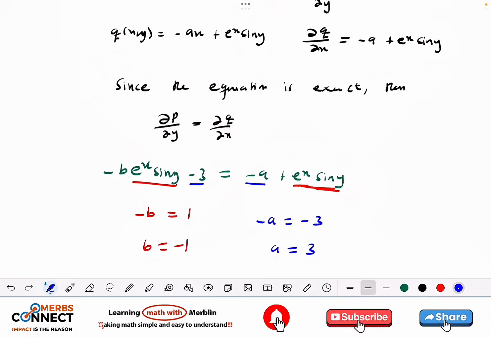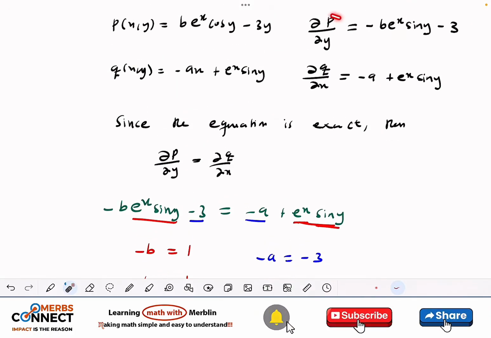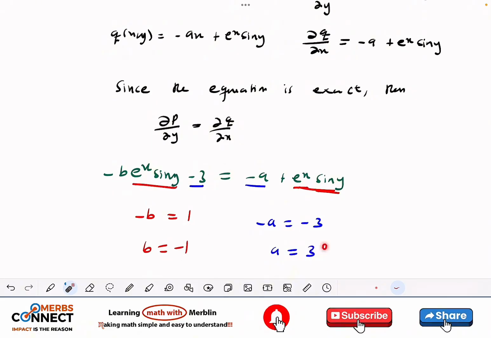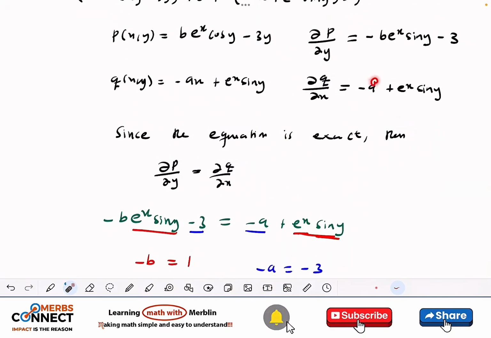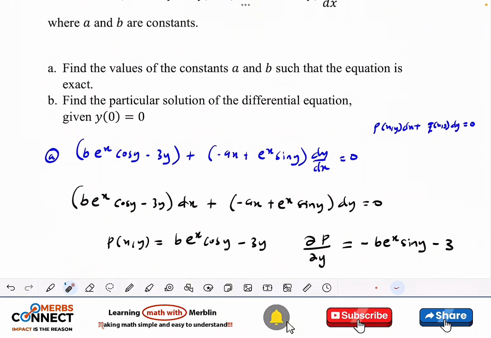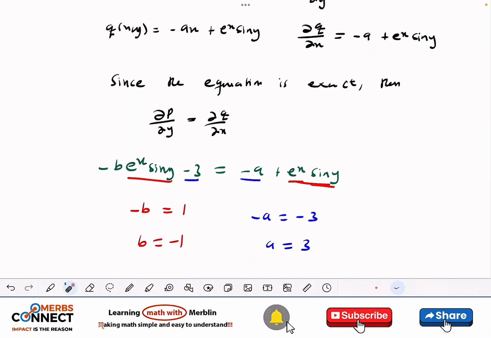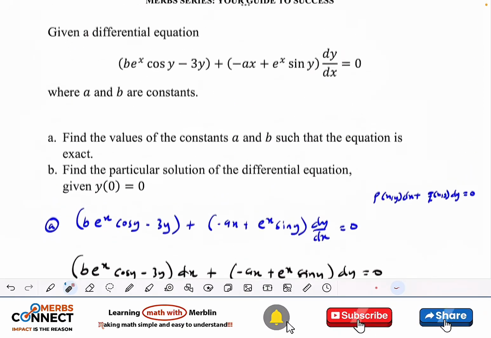Good. So it means that for this to be the same as this, b should be minus 1 and a should be 3. Let's see. If b is minus 1, this becomes positive and is the same as this, right? And a is 3 and this one becomes 3 and also the same as that. So now we are done with part A. We were able to find a and b, which is question A.